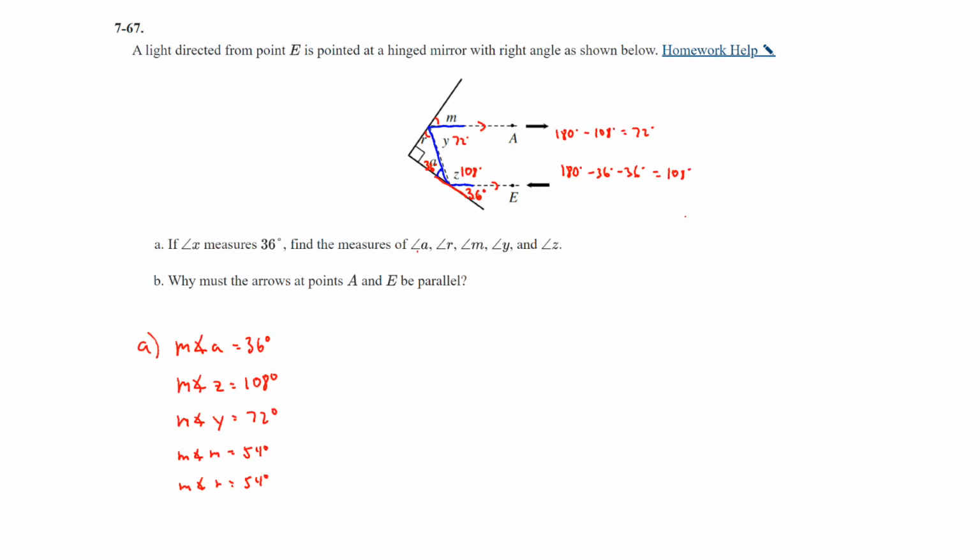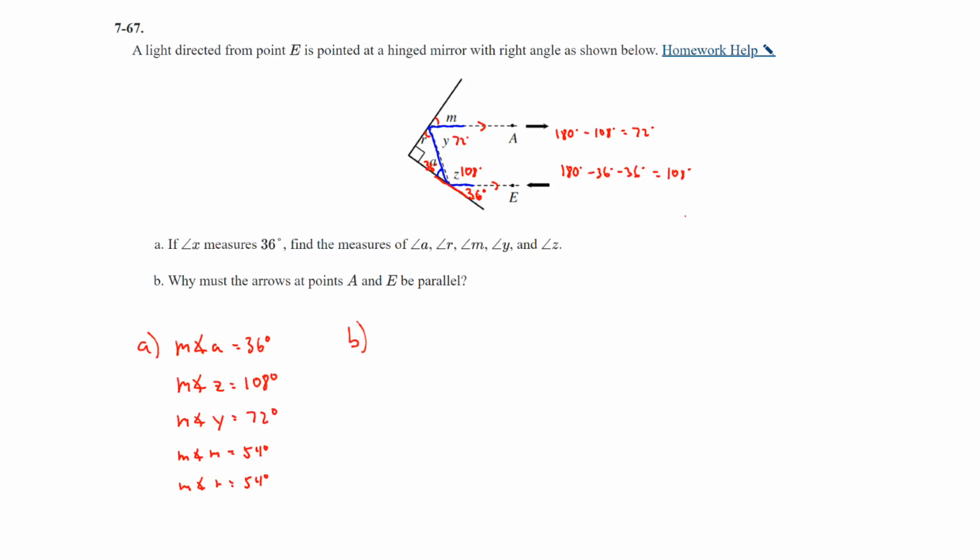Let's see if I've answered them all. We have A, Z, Y, R, and M. So we have answered all the angles that we were looking for, and I used the parallel lines, but we also used the idea of the light reflecting off, creating that same angle for R and M and for X and A. That was part A. Let's take a look at part B.